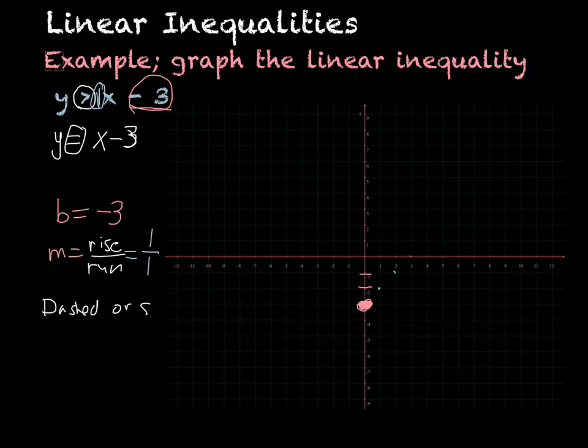or solid when I draw my line. Okay, so when I do that, I look at my symbol right here. If it is less than or greater than, then it's a dashed line. If it is greater than or equal to or less than or equal to, it is a solid line. So since this is a greater than sign, it's going to be a dashed line. So I'm going to draw a dashed line.